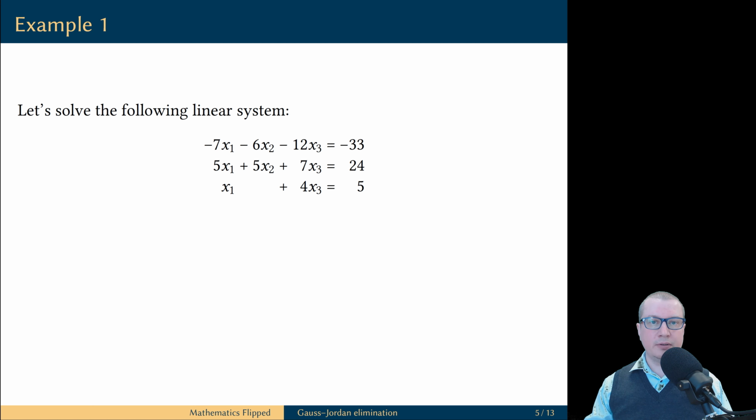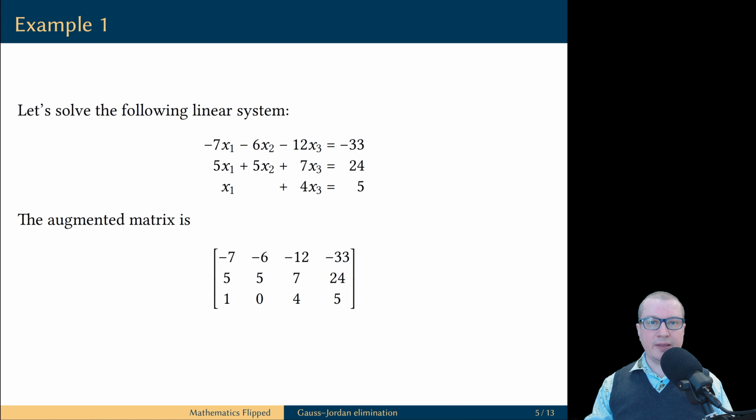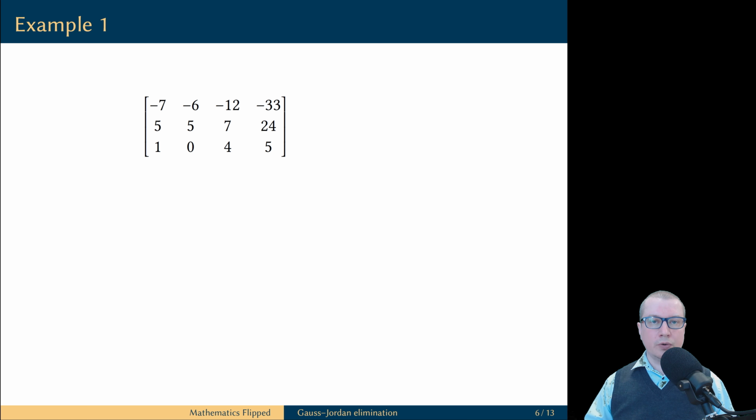In the first example, we are going to solve a linear system in 3 equations and 3 variables. We start by representing this linear system by its augmented matrix. Now our goal is to apply a sequence of row operations to transform this augmented matrix into a matrix in reduced row echelon form. Let's follow the Gauss-Jordan elimination algorithm. Step 1 is to locate the leftmost non-zero column. In this case, it is column number 1.